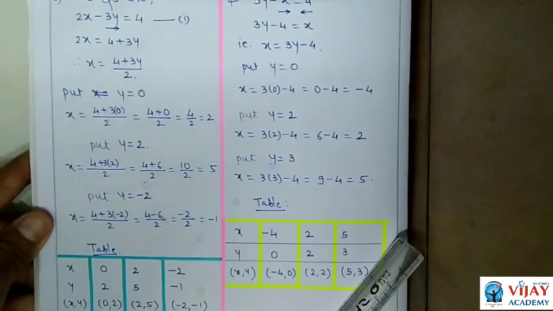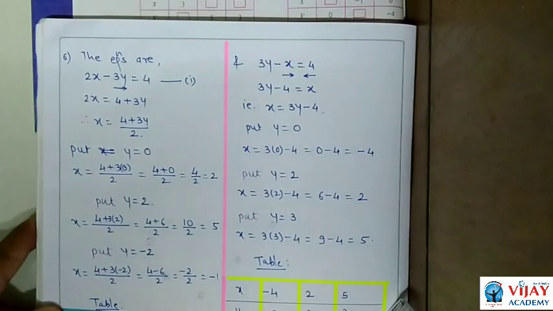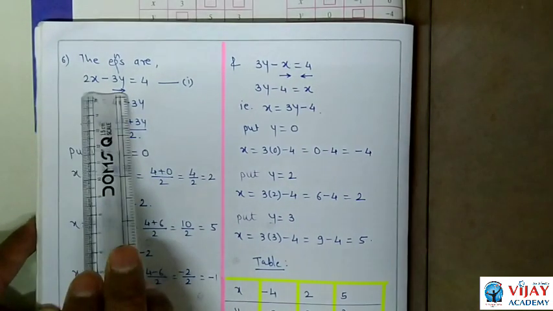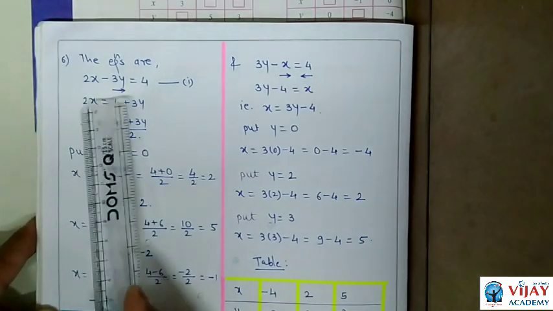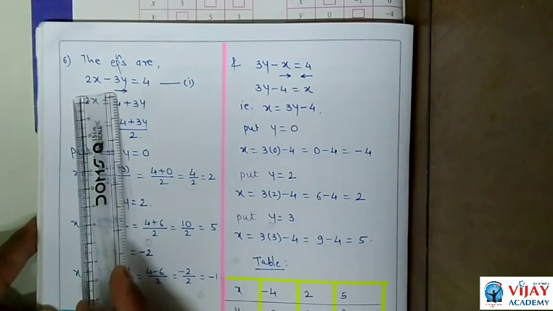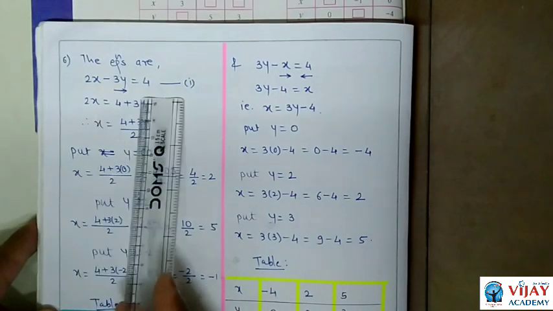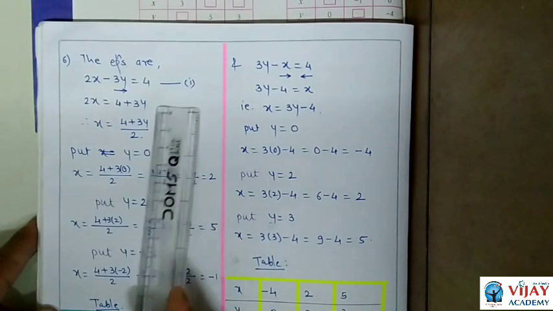Now we will take the sixth sum of this exercise. And why do we take the sixth sum? Because in the sixth sum the coefficient of x and y is not equal to 1, and that time we have to use the second case.